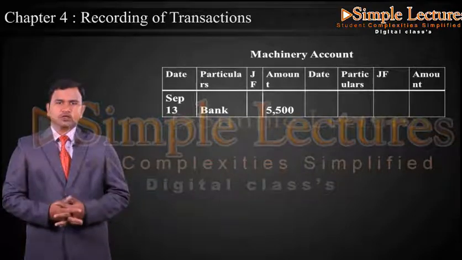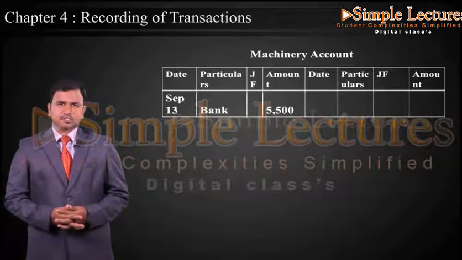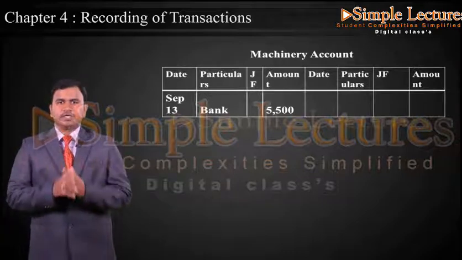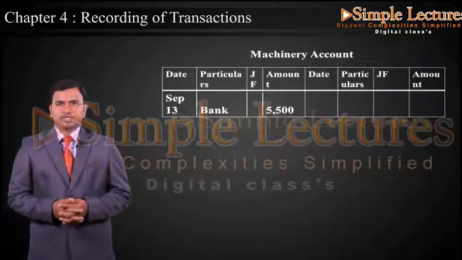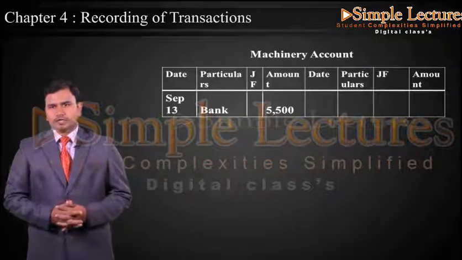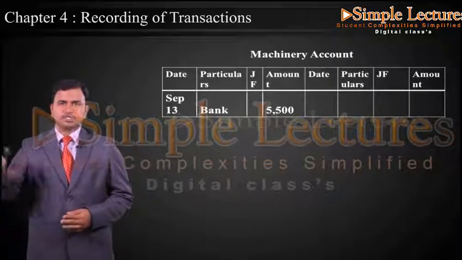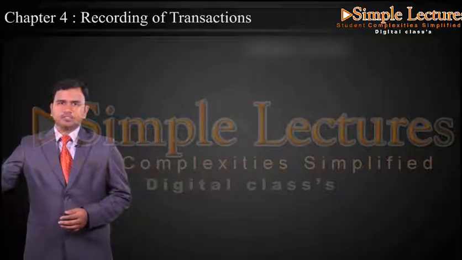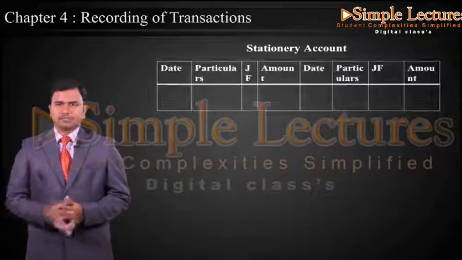And the next account we are supposed to prepare is stationery account, where the entry is in the credit side because it is an expenditure. So the credit side entry will be posted to the debit side of its account. So let us take the table first. Table name stationery account, format remains the same.